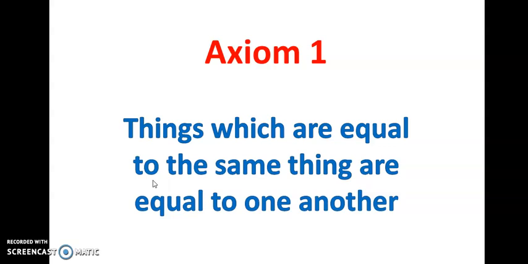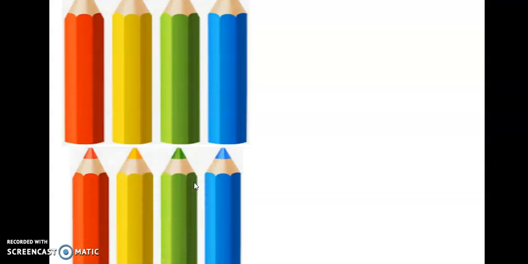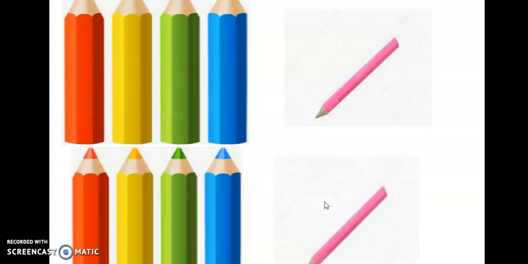Shall we move on to the second axiom? Now, in the picture, I have taken 4 color pencils. Again, I am going to take another set of color pencils with same number of pencils as previous. Now, here, I am going to add one pencil to the first set and again the same number of pencils, that is one pencil to the second set. Children, observe here. I'm adding equal number of pencils to each set, no?